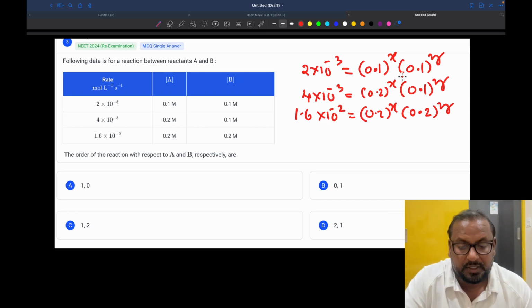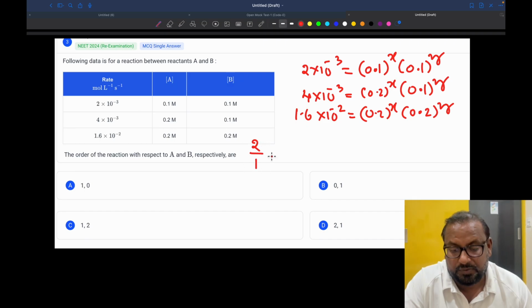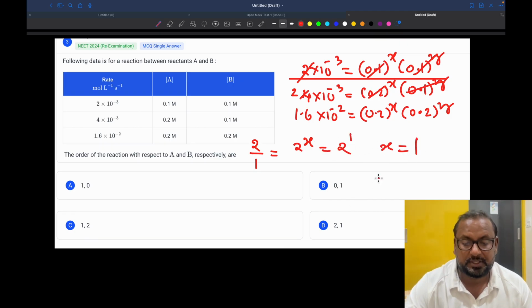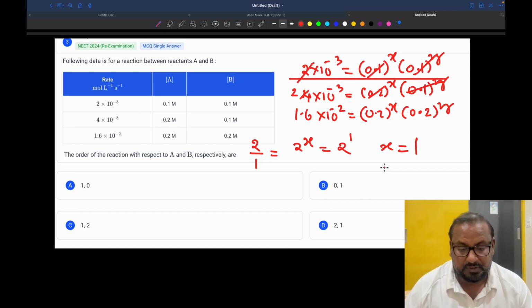In equations 1 and 2, the y base is the same. So I'll divide equation 2 by 1. If I divide these two equations, the y terms cancel out. The left side gives 2 times, and the right side also gives 2. So 2 power x equals 2 power 1. Therefore x equals 1.